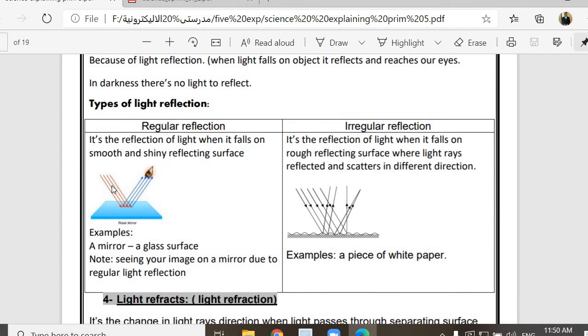If we have light rays here on the surface of a mirror, they can reflect to your eyes again. The reflection has two types: regular reflection in one direction, and irregular reflection in too many directions, because the surface of the reflector is rough, not smooth.